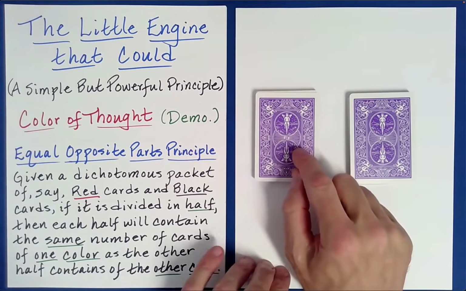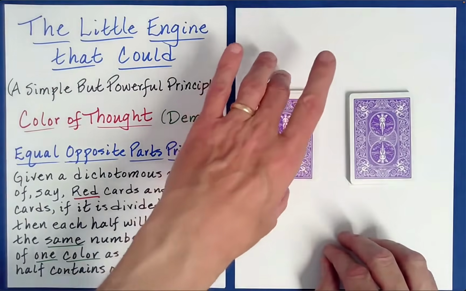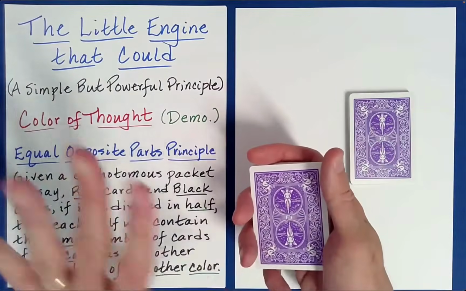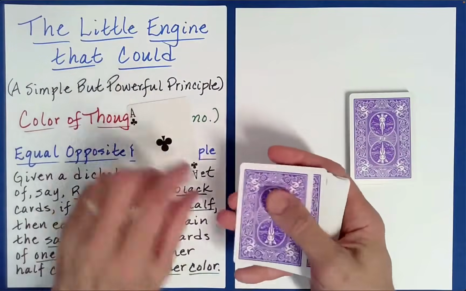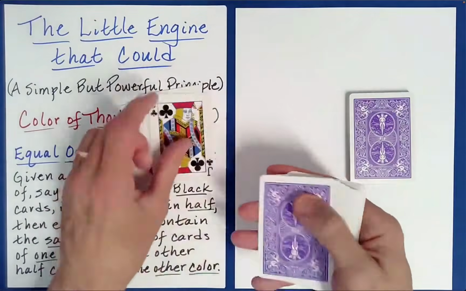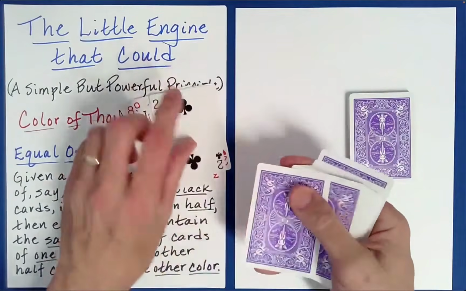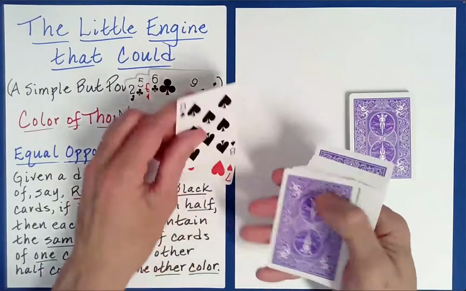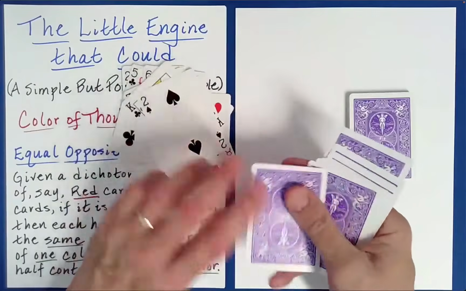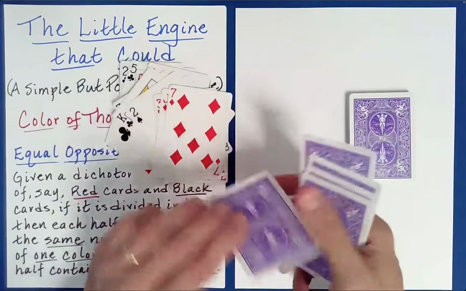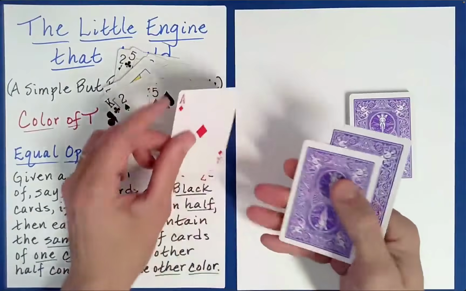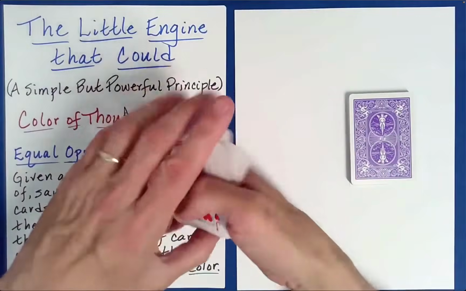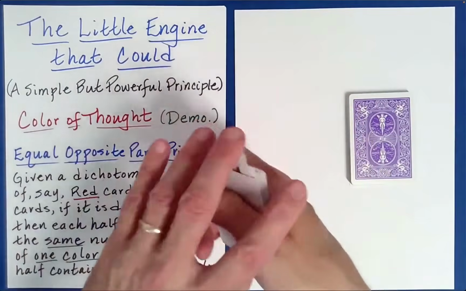So what I need you to do is go through here and count the number of red cards in your packet. And it's okay if I see it. So 1, 2, 3, 4, 5, 6, 7, 8, 9, 10, 11, 12, 13, 14. Very good. So you have 14 red cards in your half.